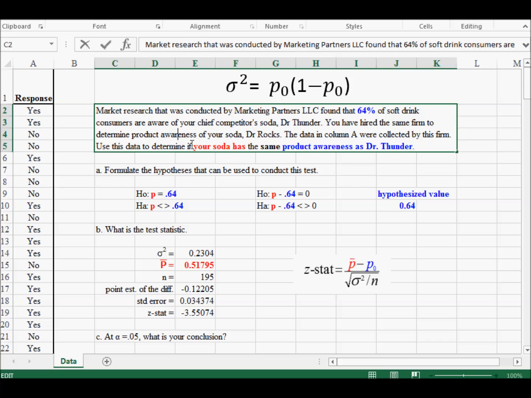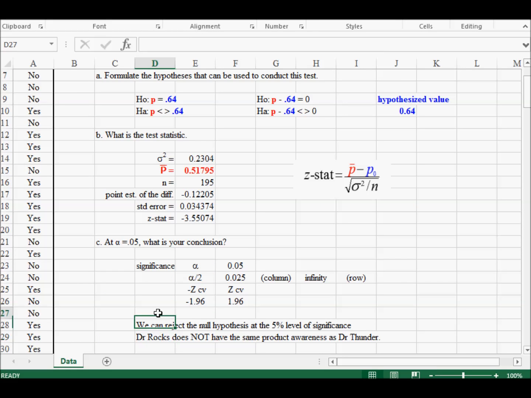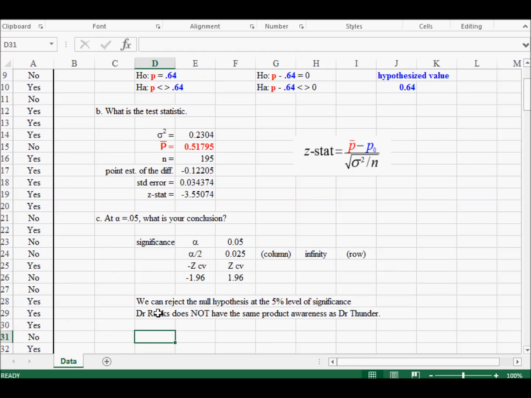If you go back to the original problem, this statement here is the null hypothesis. Your soda has the same product awareness as Dr. Thunder. So what is the opposite of that? The opposite of that statement: Dr. Rocks does not have the same product awareness as Dr. Thunder. In fact, because our z-stat is negative, you could actually say Dr. Rocks has less product awareness than Dr. Thunder, which means the company might have to rethink its entire marketing campaign. Maybe run more ads, maybe run more internet ads, maybe run better TV ads.